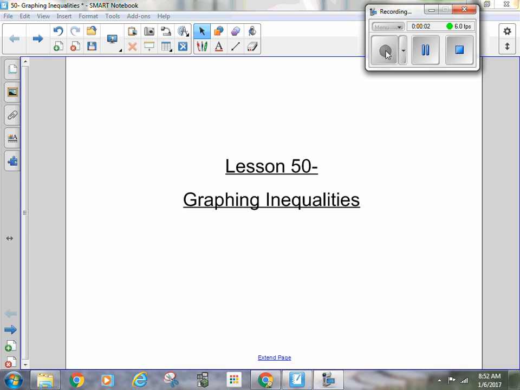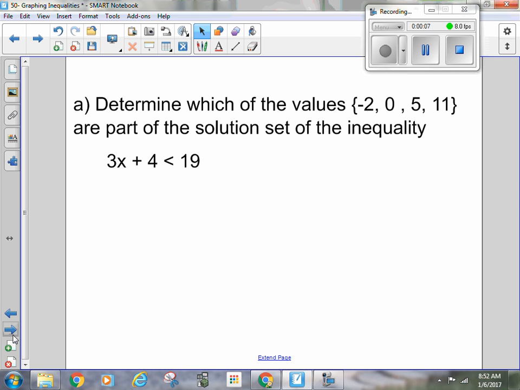All right, lesson 50 is on graphing inequalities. First problem says determine which of the values -2, 0, 5, and 11 are part of the solution set for the inequality 3x plus 4 is less than 19. So what that's asking us is plug in each of those four values in for x and see which of them give you a true statement.